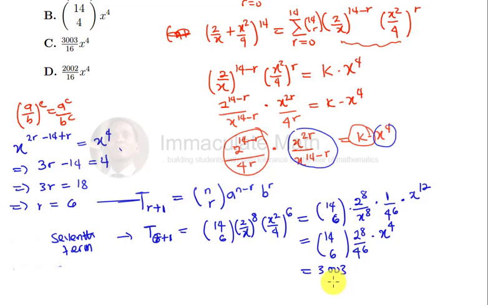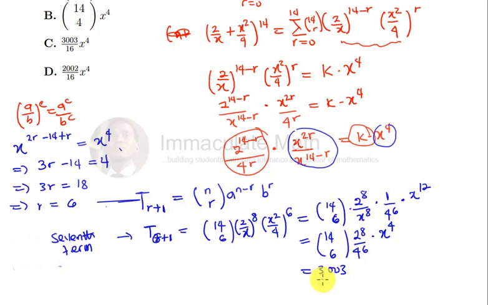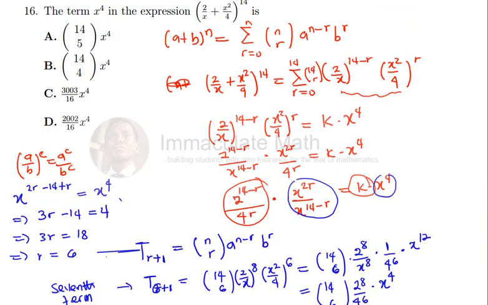And also let me try to simplify the other expression. So I have 2 raised to the power 8, divided by 4 raised to the power 6. So this is going to give me 1 over 16. So that means this is over 16, multiplied by x raised to the power 4. So we have 3003 over 16, multiplied by x raised to the power 4.